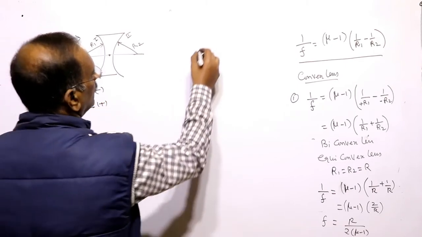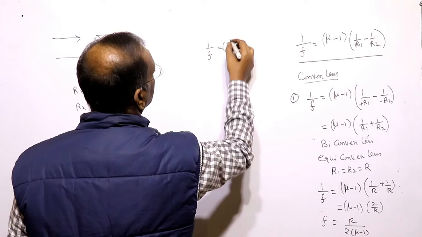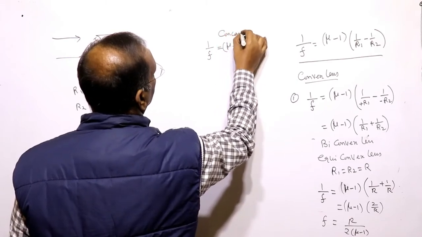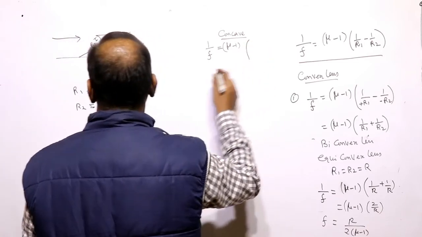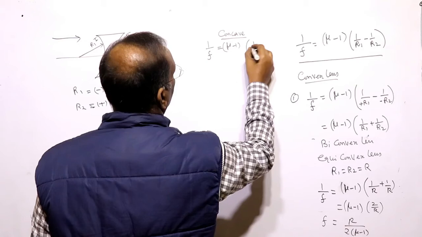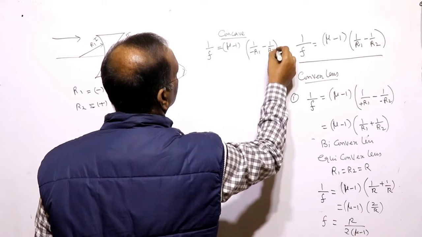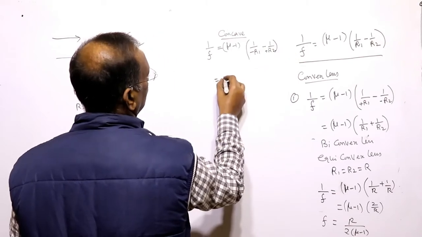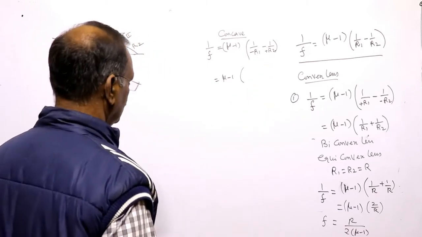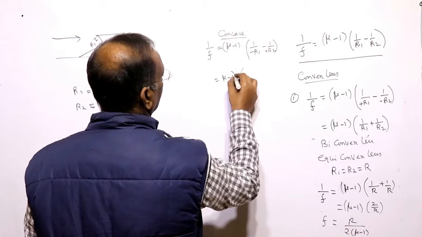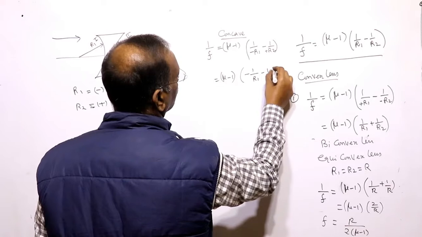So the lens formula is 1 by f is equal to (mu minus 1), for a biconcave lens, into (1 by minus R1 minus 1 by plus R2). This is equal to (mu minus 1) into plus into minus, which is minus 1 by R1 minus 1 by R2.